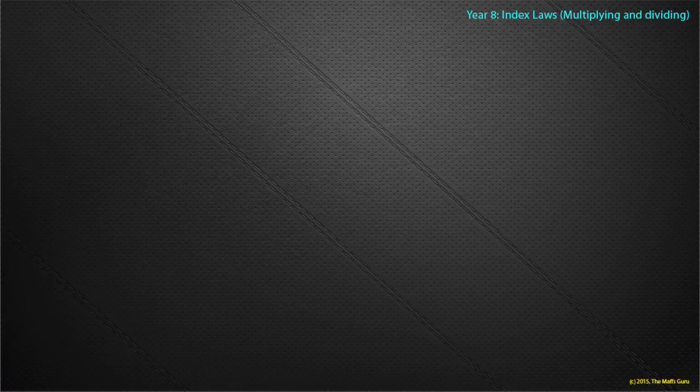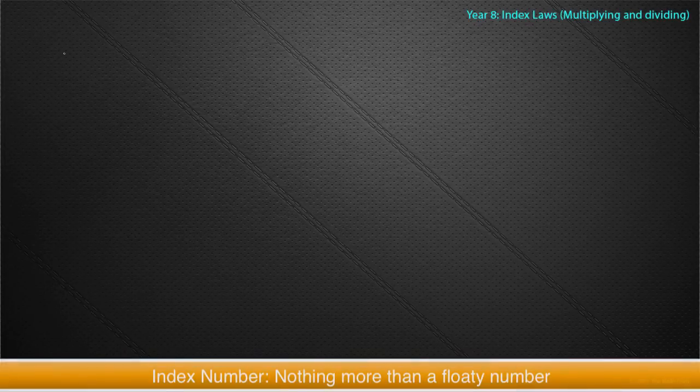Okay, so let's recap what we did before, because I think that's probably going to be quite important. Now remember, an index number is nothing more than a floaty number. So if I have 2 with a floaty 2, this thing here is called an indice or an index. I think of it as a floaty number. Why? Because it's a number that is floating. Now, that in this situation means 2 times 2, which is 4.